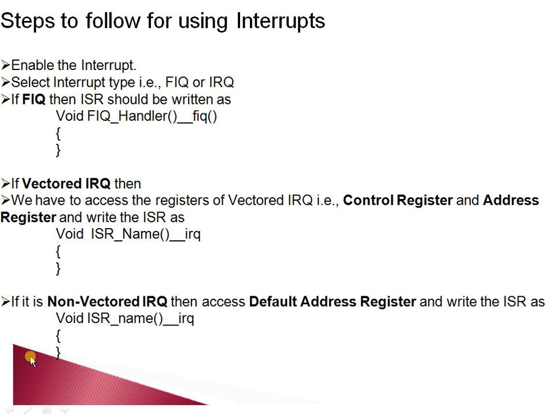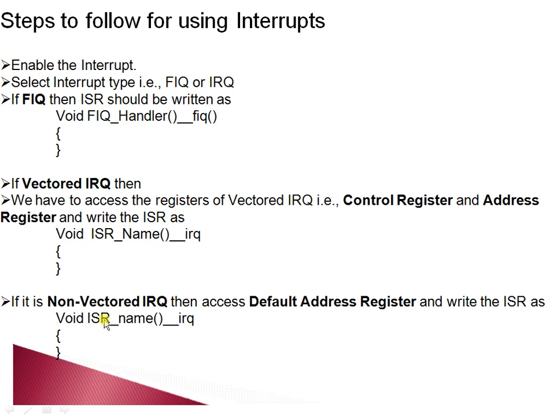And if you are generating a non-vectored IRQ, then we have to access the default address register and write the ISR in the same way as we have written for vectored IRQ. Here ISR_name is a user defined name, and then double underscore IRQ.